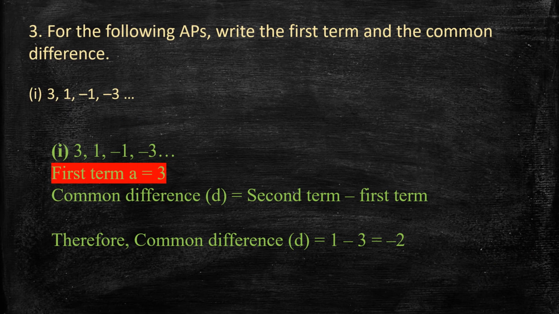The third main, for the following APs, write the first term and the common difference. The first question, 3, 1, minus 1, minus 3, and so on. So, what is the first term? First term A is equal to 3. Right? What is the common difference? Common difference is second term minus the first term or third term minus the second term, isn't it? So, what is the second term? 1 minus the first term is 3. So 1 minus 3 is minus 2. So the common difference is minus 2. Understood?